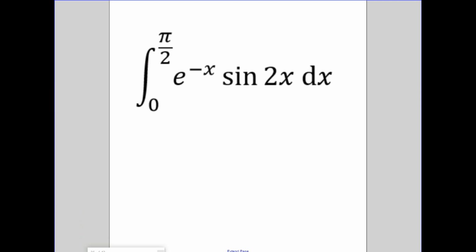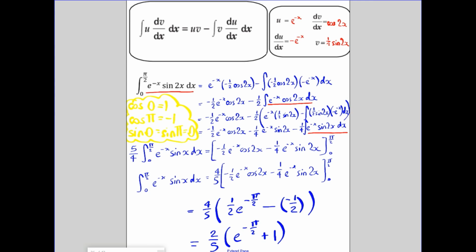This is taking it a step further. You notice you've got limits, so you've got to know what the cosine of pi is, the sine of pi is, as well as the cosine of 0 and the sine of 0. And what makes it really difficult is the negatives. Negatives flying all over the place. You really have to be careful, but we'll deal with that another time.